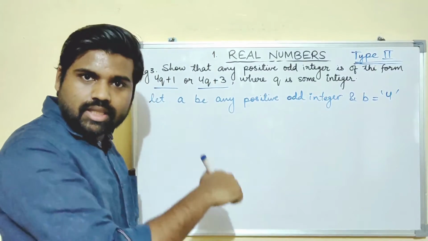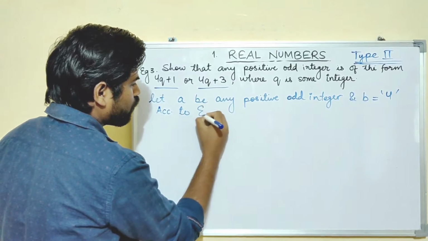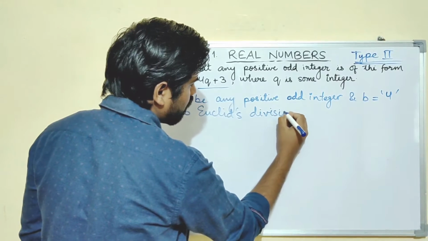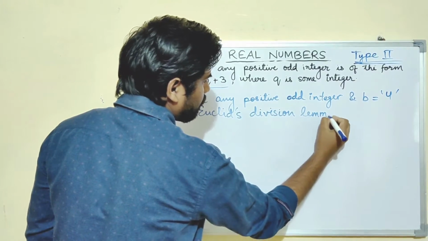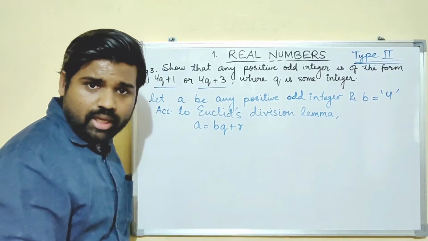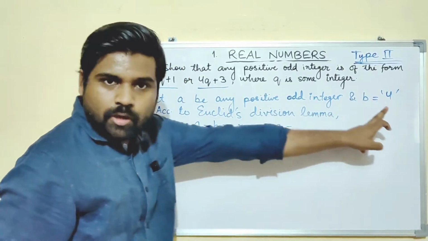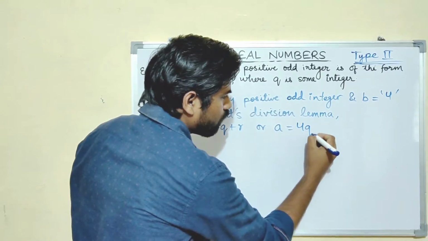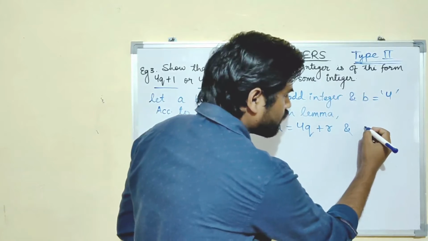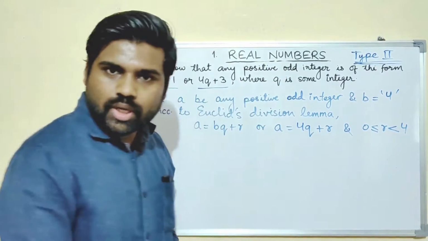Now let us write the Euclid division lemma. a equals bq plus r. And we'll substitute the value: a equals 4q plus r, and what was the condition? The condition was that 0 is less than or equal to r less than 4, right?